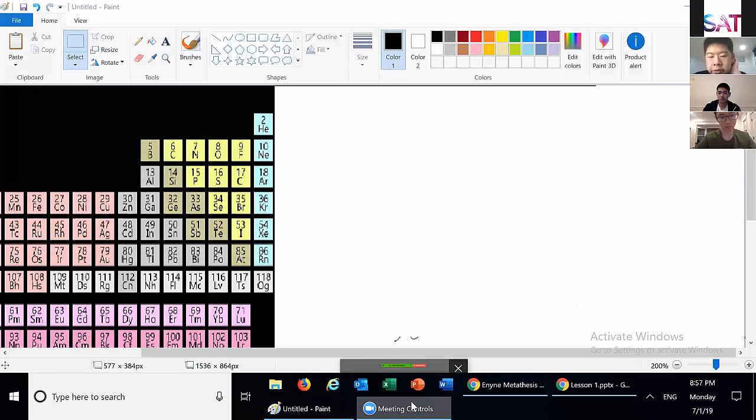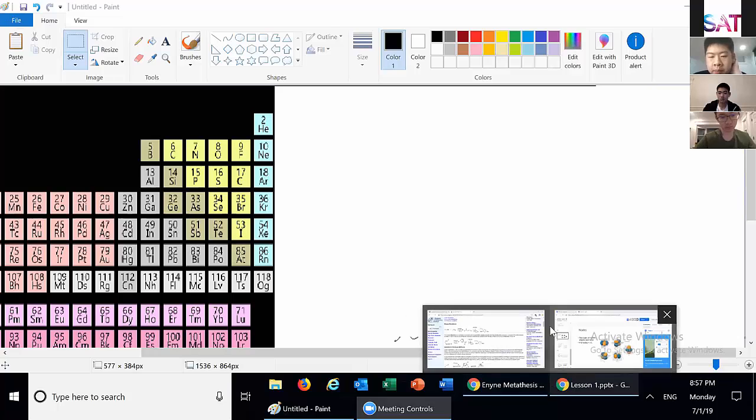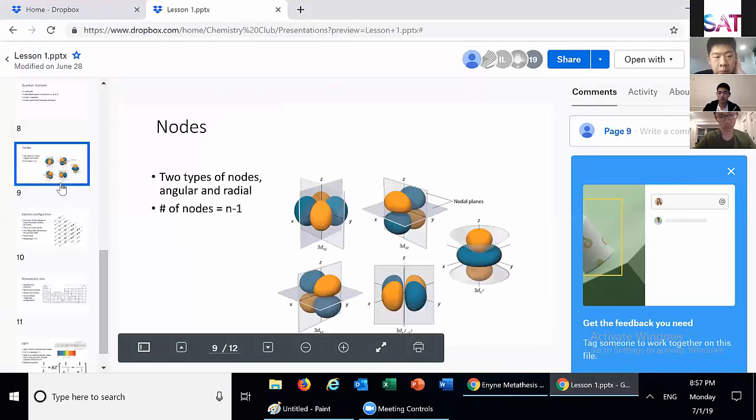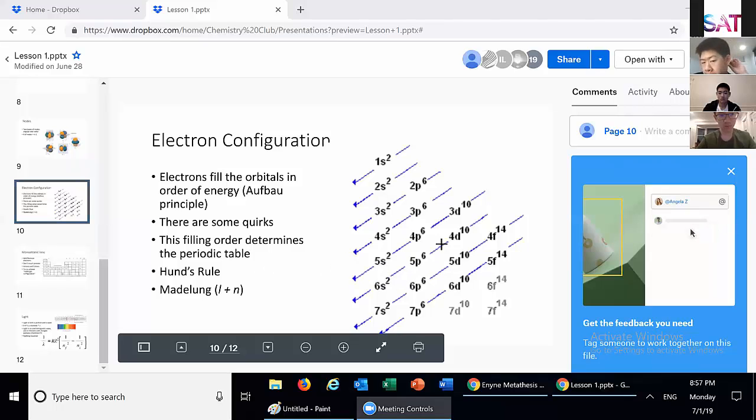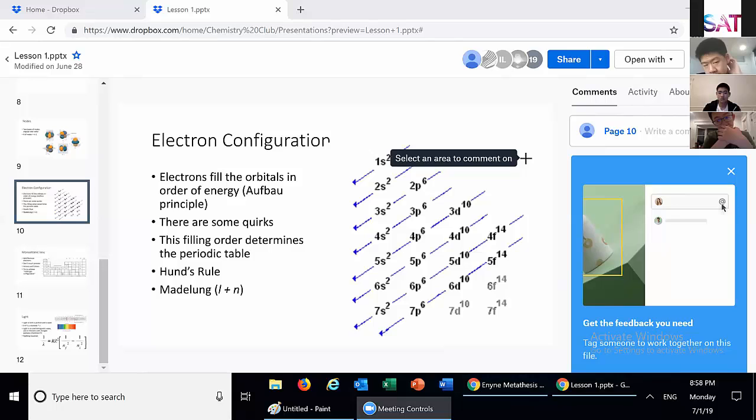Now we can move on to really the main point of this lecture: electron configuration. So we have all these orbitals, right? But now we need to fill them, okay? Because like I said, we can only have so many electrons in one orbital, right?